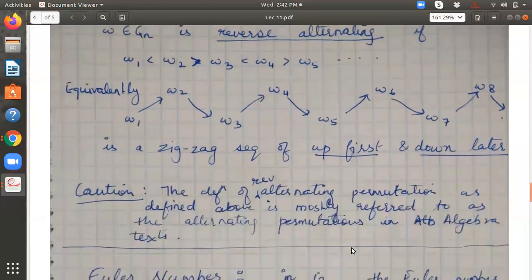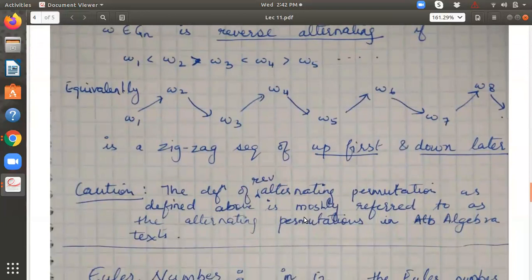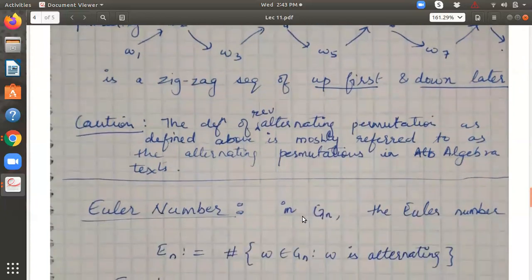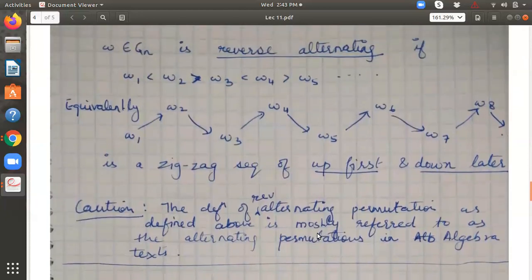This is the caution which I was giving earlier: what we have defined as a reverse alternating permutation is actually defined as an alternating permutation in most of the books. So just be a little careful while you deal with these things so that you don't confuse yourself. Cross-check the definition of alternating for them and the definition of alternating for us, and then whatever results you are reading and trying to grasp, you should be able to understand them.